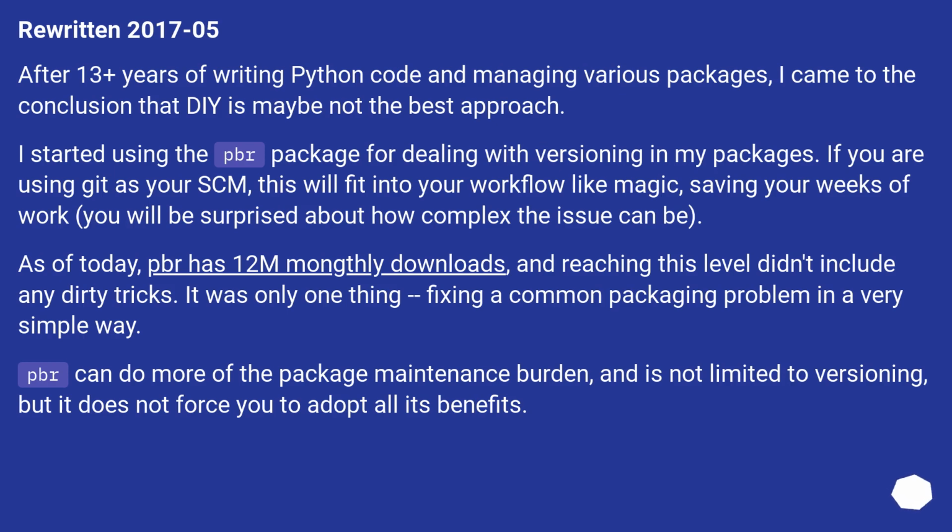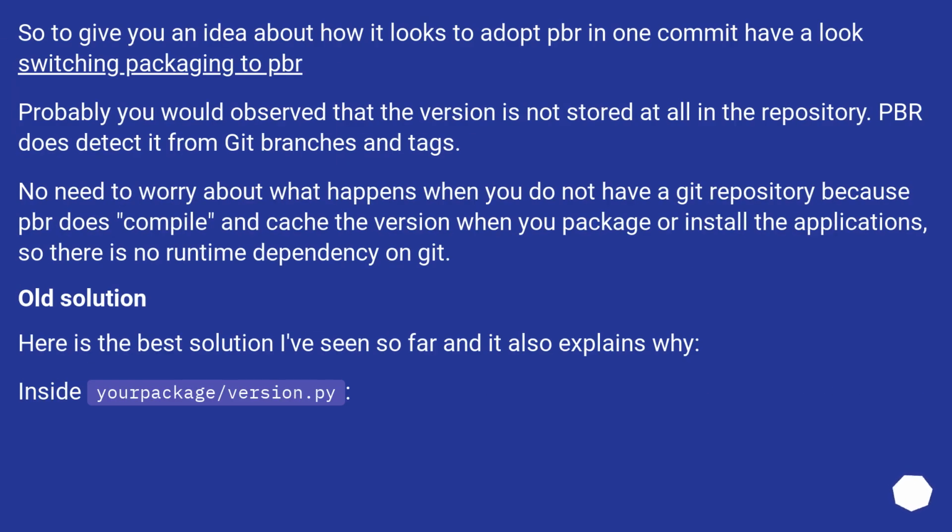As of today, PBR has 12 million monthly downloads, and reaching this level didn't include any dirty tricks. It was only one thing, fixing a common packaging problem in a very simple way. PBR can do more of the package maintenance burden, and is not limited to versioning, but it does not force you to adopt all its benefits. So to give you an idea about how it looks to adopt PBR in one commit, have a look at switching packaging to PBR. Probably you would observe that the version is not stored at all in the repository.